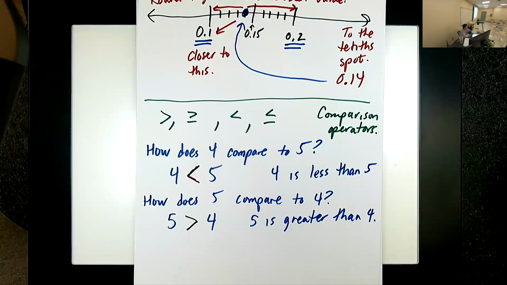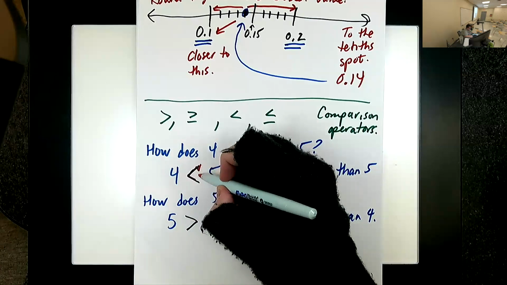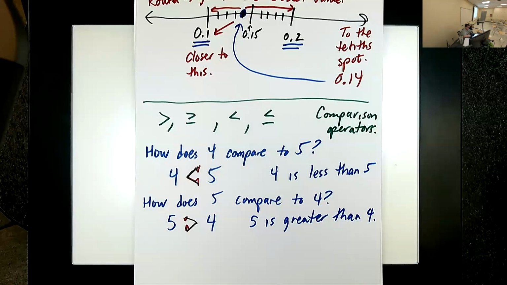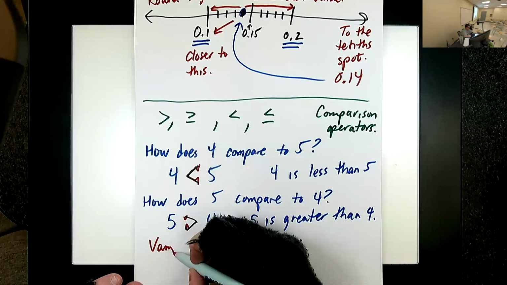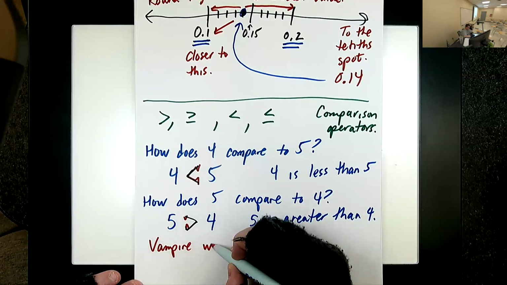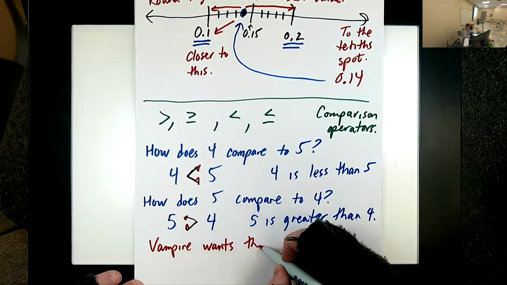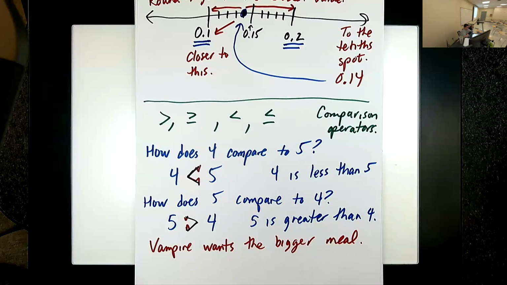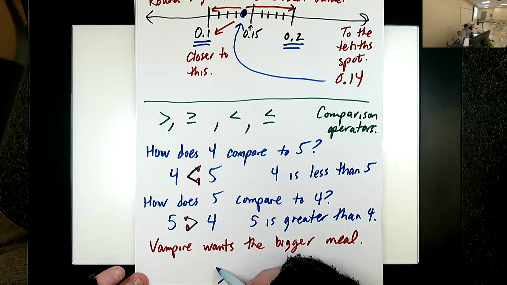Now, if you treat this like an animal or like an alligator or let's say like a vampire, a vampire always wants the bigger meal. I also happen to like looking at it like Pac-Man.